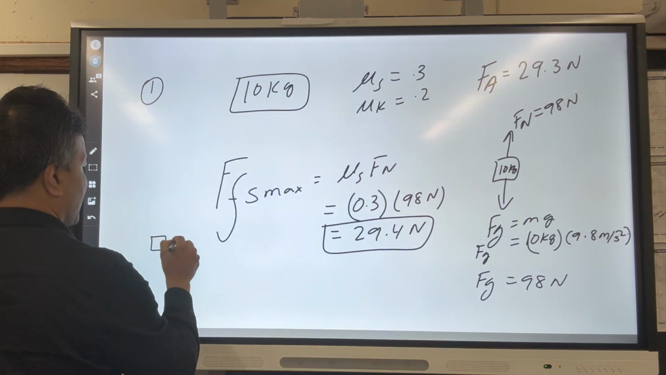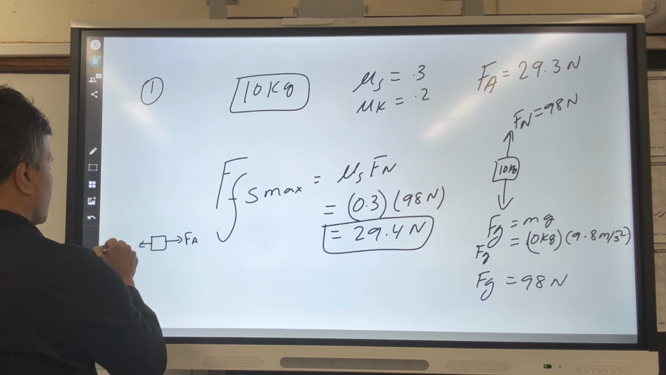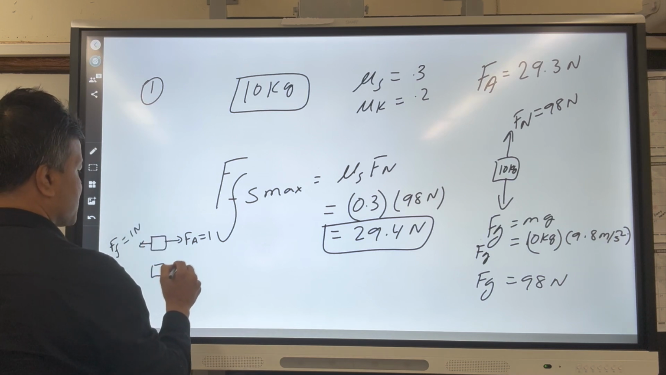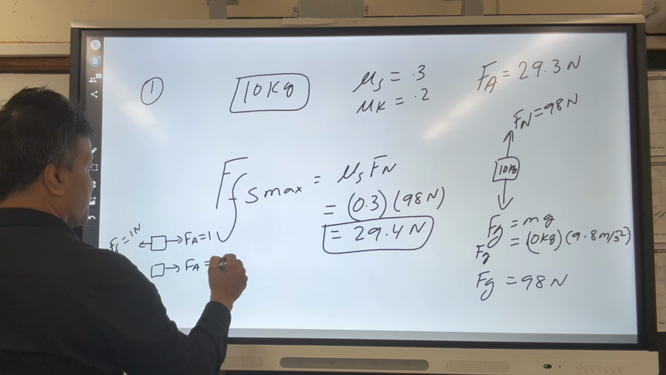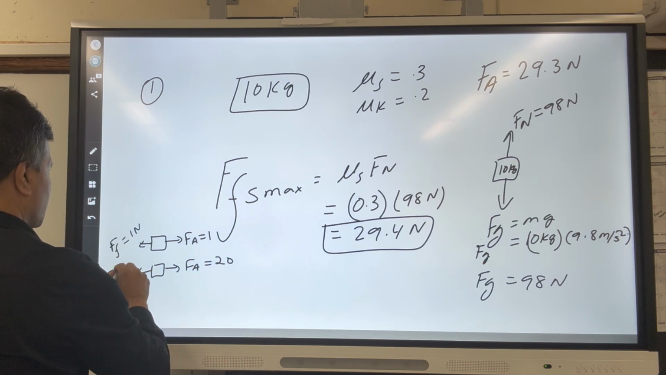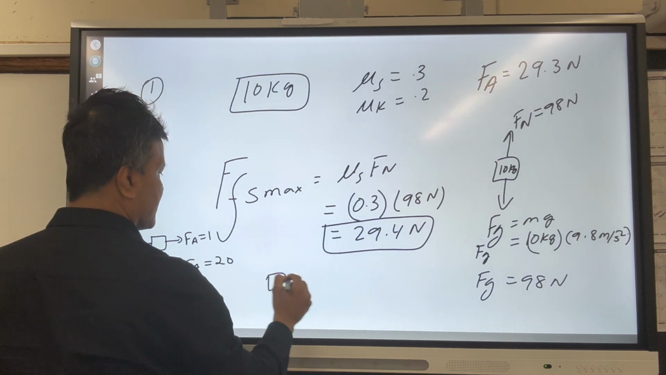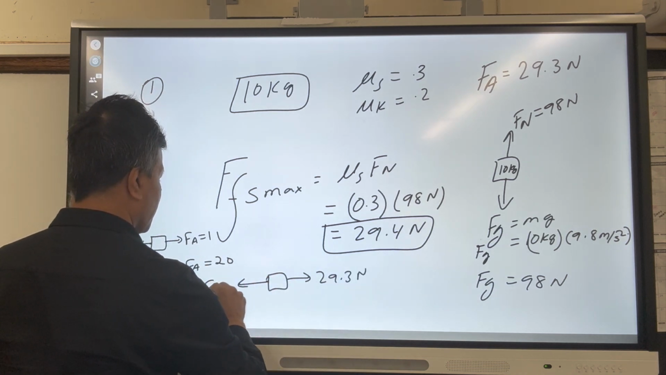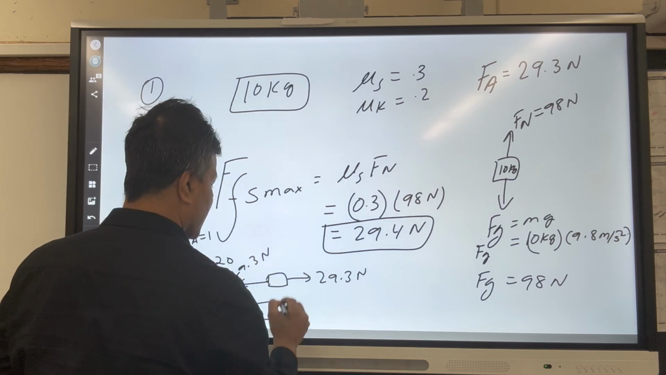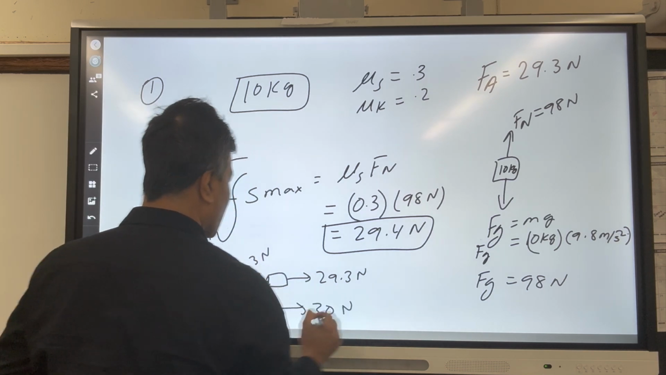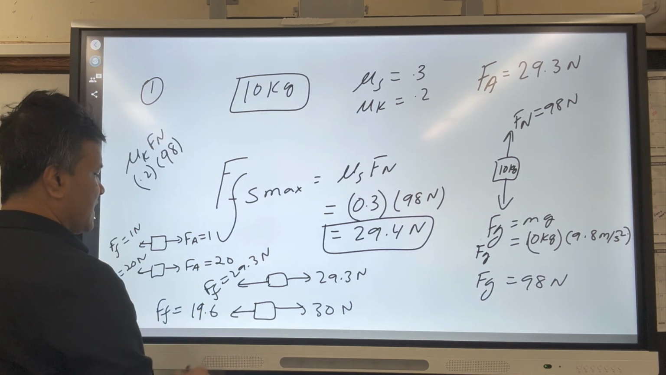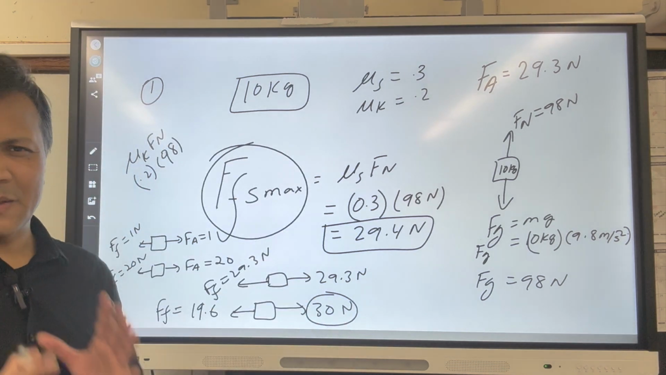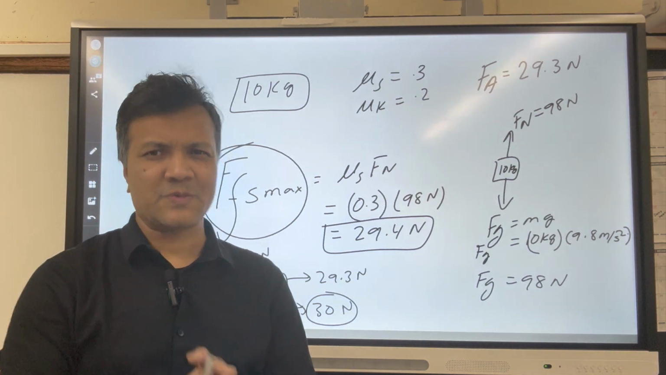At rest, right? If you apply 1 Newton, force of friction becomes 1 Newton. If you apply 20 Newton, force of friction becomes 20 Newton. If you apply, I don't know, 29.3 Newton, force of friction becomes 29.3 Newton. If you apply 30 Newton, force of friction becomes 19.6. Why is that? Because this is greater than maximum friction possible. Okay, so please understand this problem. This is very important. This was problem number 1.